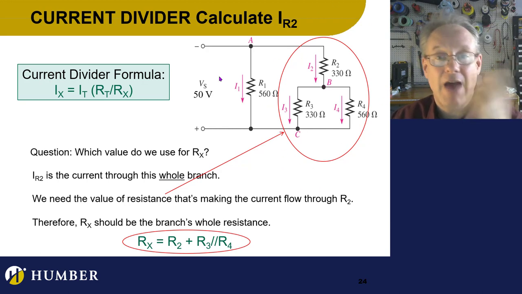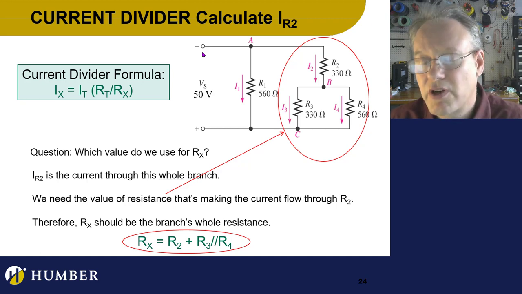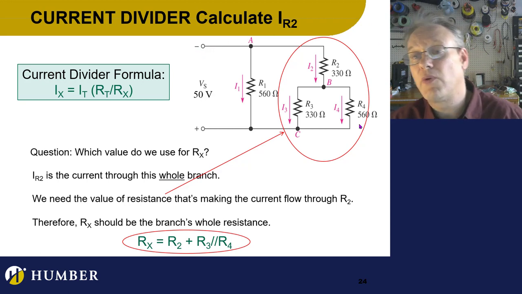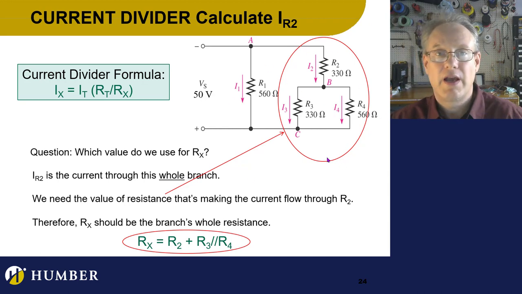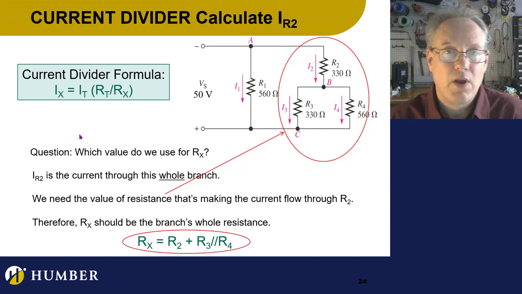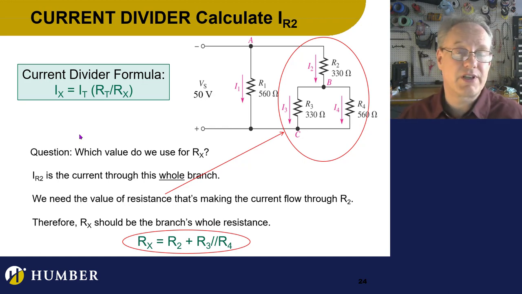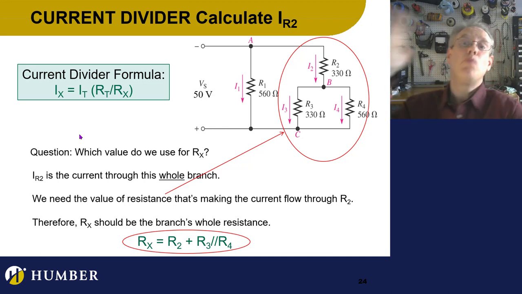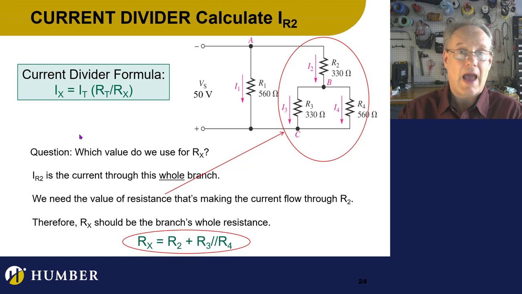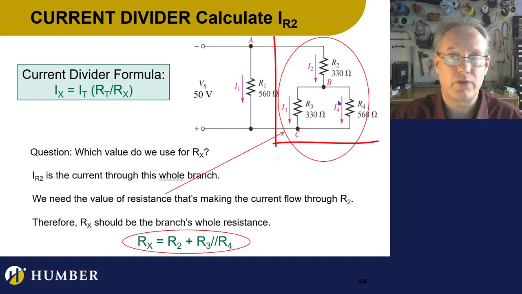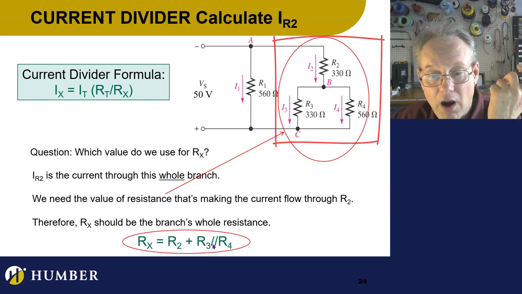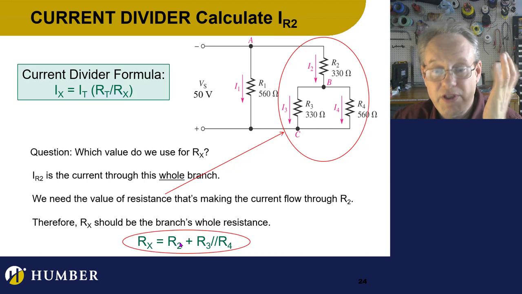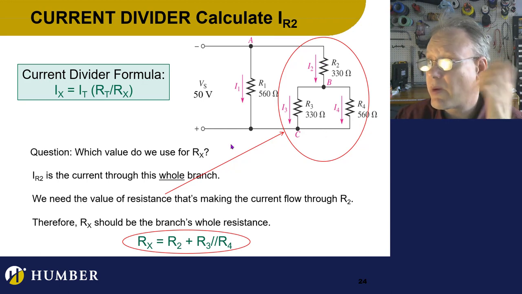But in this case, I'm going to use the current divider formula, knowing the current going in here, knowing the entire resistance, knowing the resistance of this branch, and I'm going to put them all together. So what is RT? In this case, it's the total resistance of the big picture of these two branches. What's RX? Well, it's the resistance of the branch I want to study the current going through. And that's this guy right here. So it's going to be R2 plus R3 in parallel with R4.